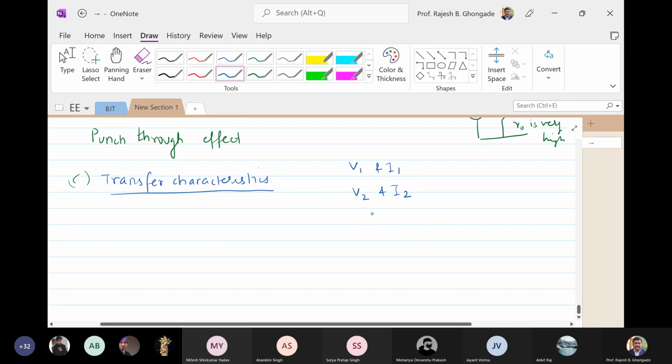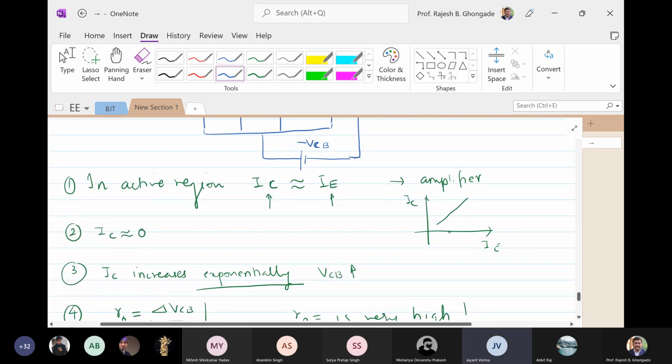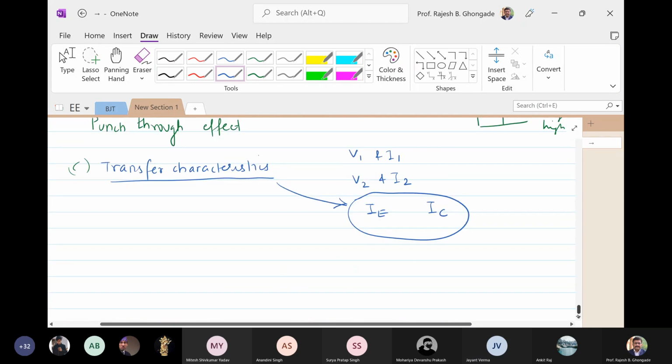ठीक है. सो इनपुट क्वांटिटी मेरा है इधर एमिटर करंट, आउटपुट क्वांटिटी है कलेक्टर करंट. सो इसके बिटवीन जो रिलेशनशिप है इसको बोलेंगे ट्रांसफर कैरेक्टरिस्टिक्स. और जैसा मैंने पहले बताया, ये linear होगा. Yes, it's going to be a straight line like this. So if I plot, this will be IC, this will be IE. So you will have simply a straight line like this.